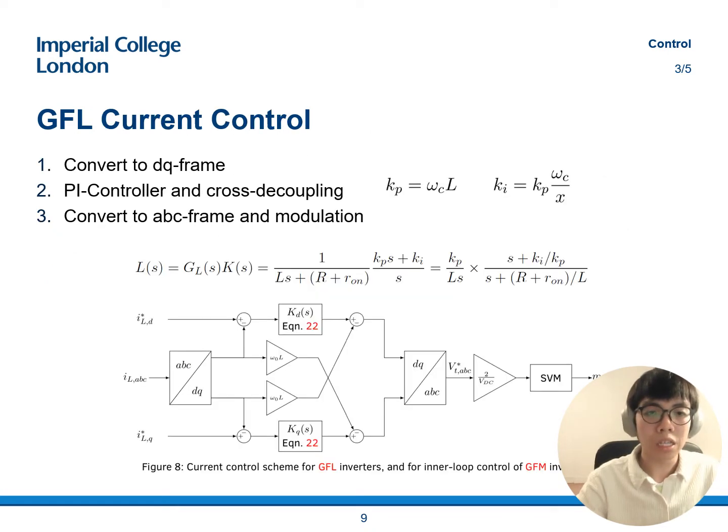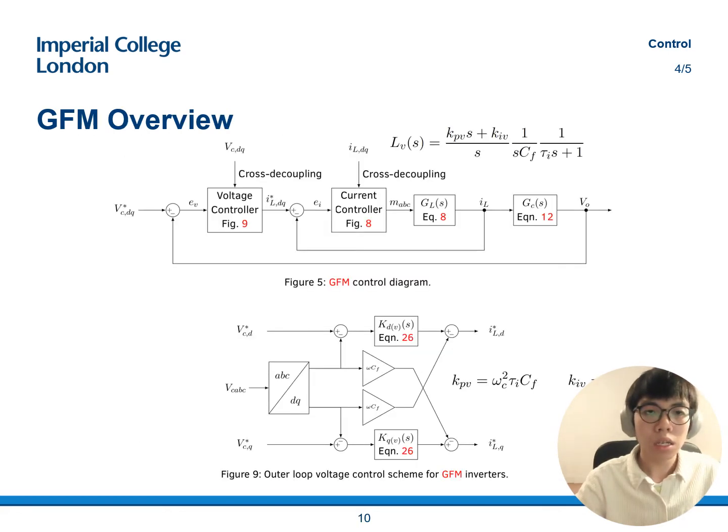Having converted the current quantities from ABC to DQ, we can then compensate the error by comparing it against the reference values, passing it into a PI controller, and applying the cross decoupling mechanism by multiplying with a cross decoupling gain omega 0 L, as shown on this diagram. Finally, we need to convert it back to ABC again, because the three switches will need to be driven by duty cycle separately. What I've mentioned on the last few slides basically sums up a grid following inverter.